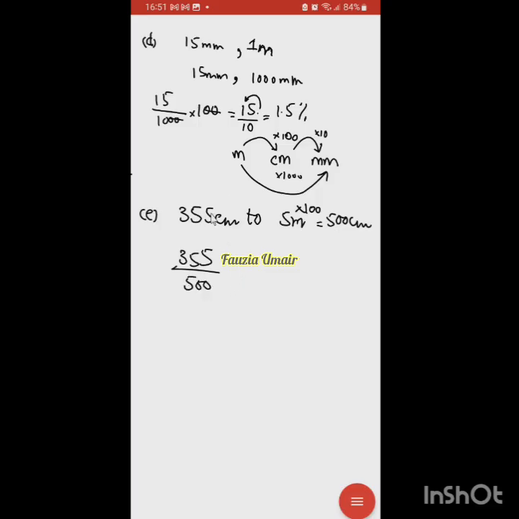To change it into percent, we will multiply it with 100. Two zeros will cut with the two zeros. So this is 355 divided by 5. And we can divide it by 5. That is 71. Very good. 71%. Right? So this is the answer.